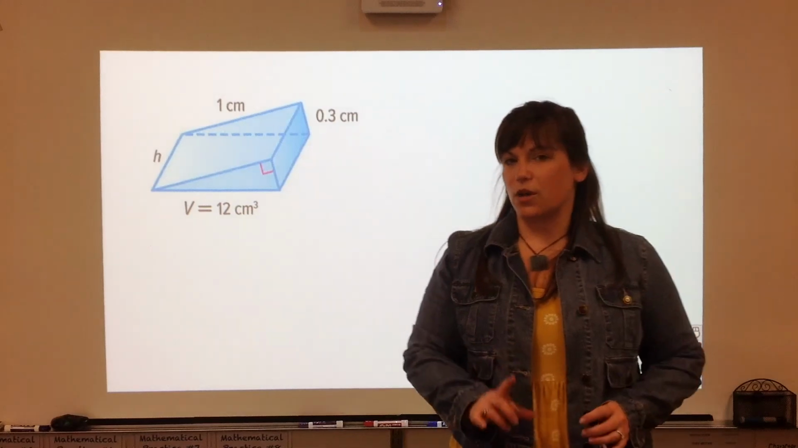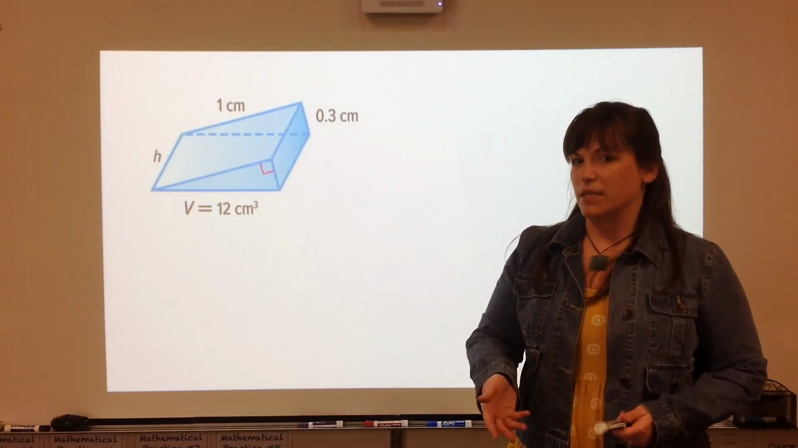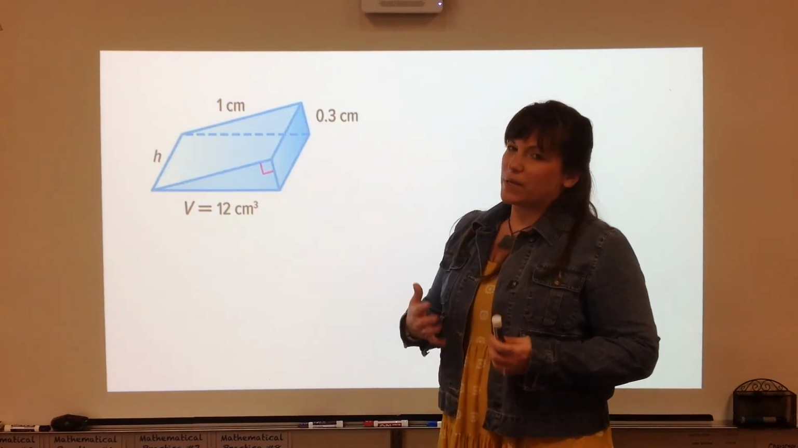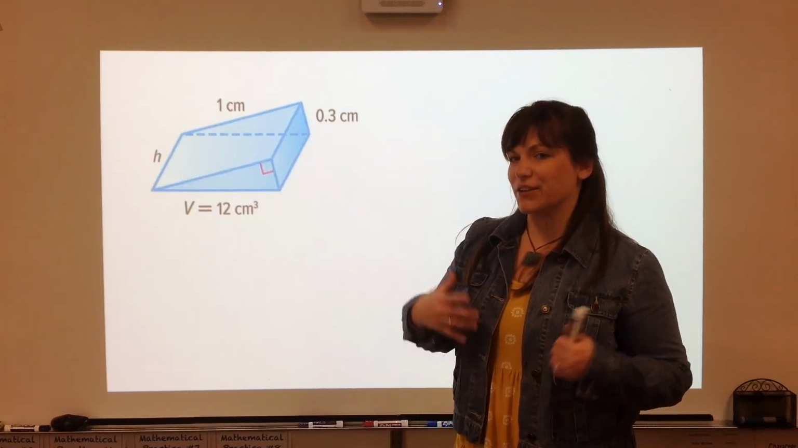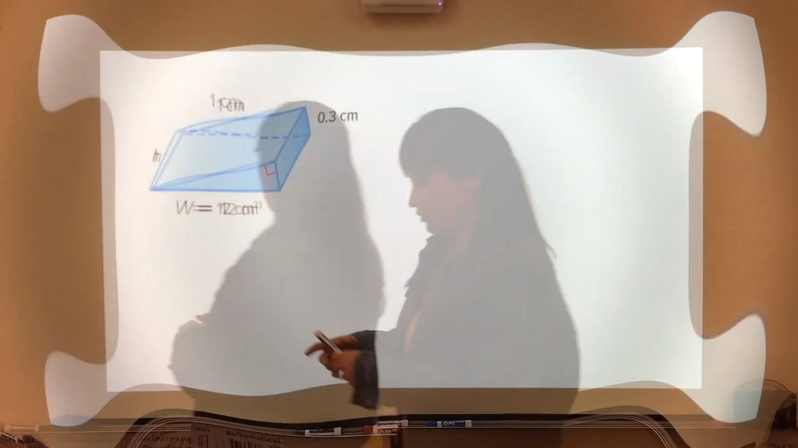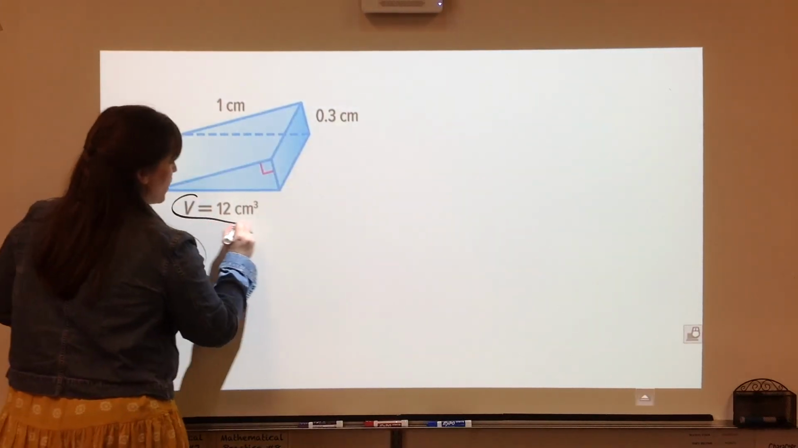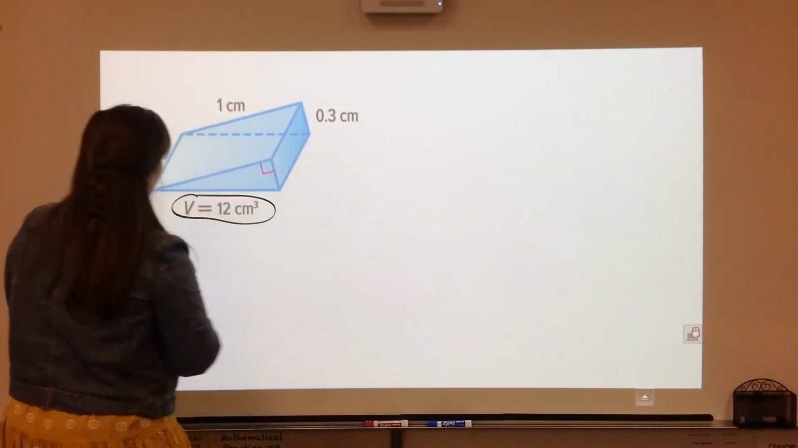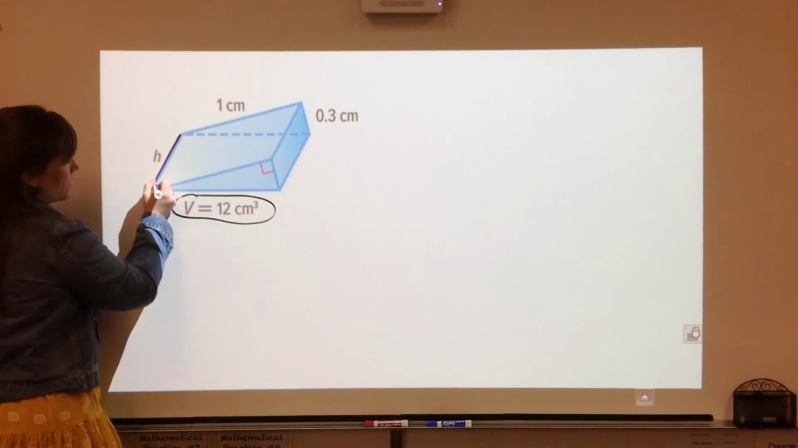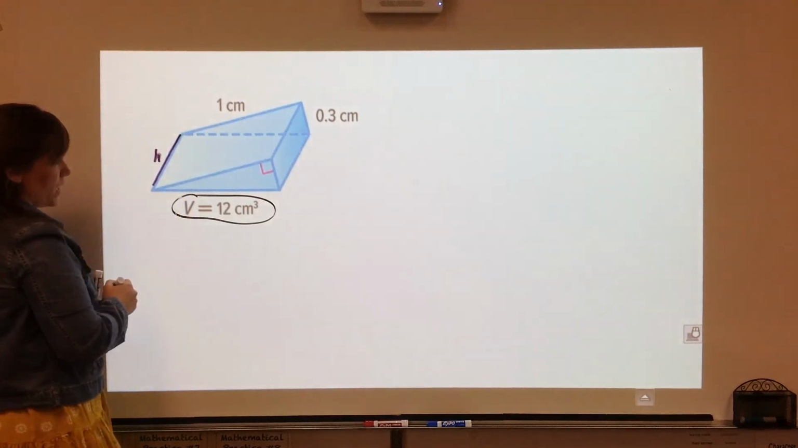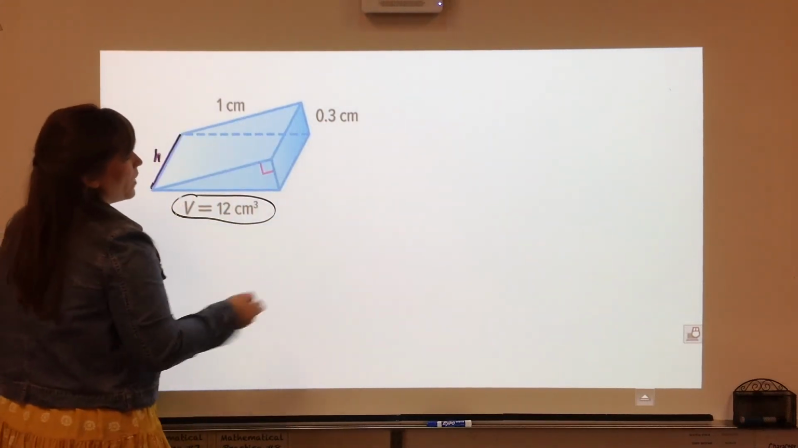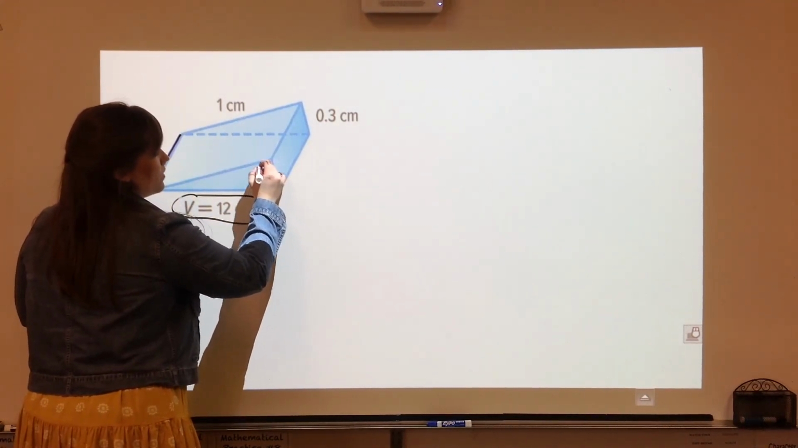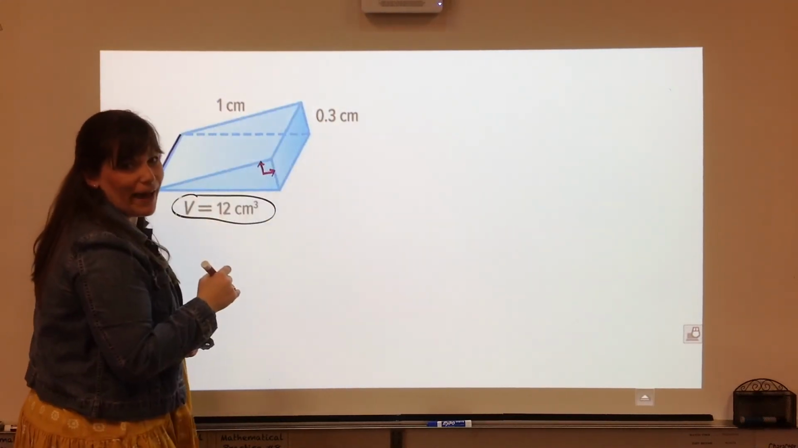Now we're just going to do a couple of examples with finding a missing dimension. Same pieces, we're just finding the height of the entire shape instead of the volume. So here's the volume, 12 centimeters cubed. The height of the entire shape, we don't know. That's the h. And the triangle looks like it's in the front, but then our numbers are in the back.